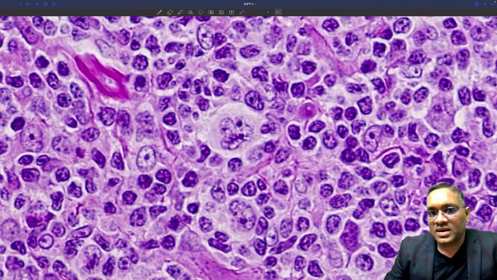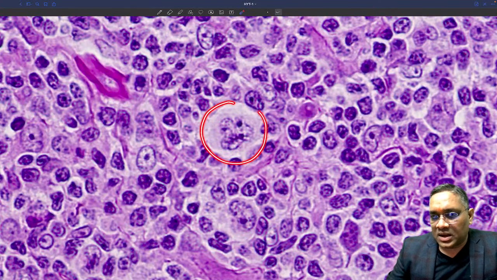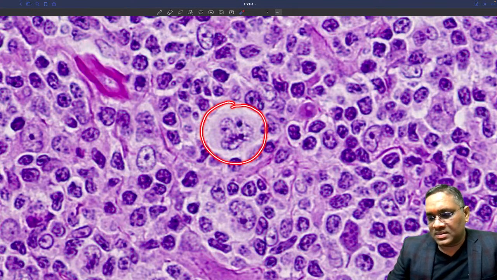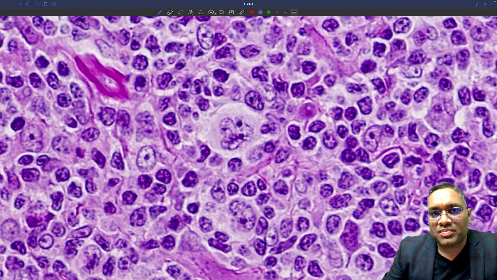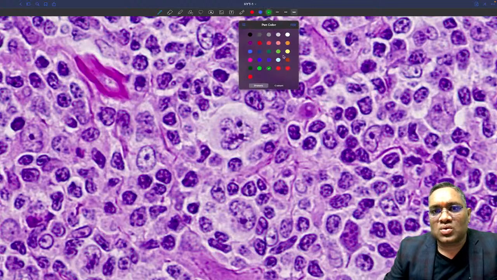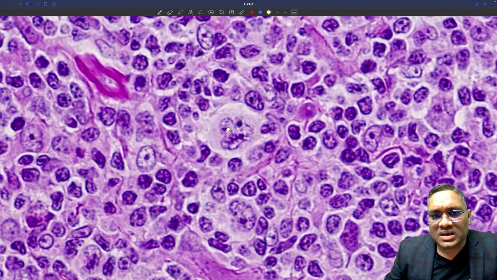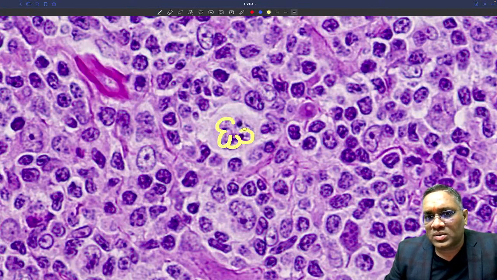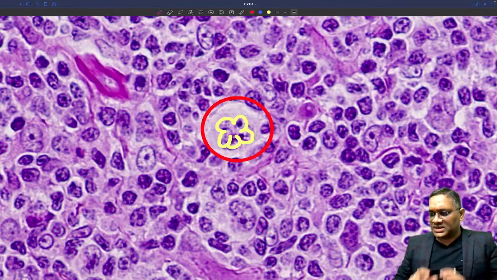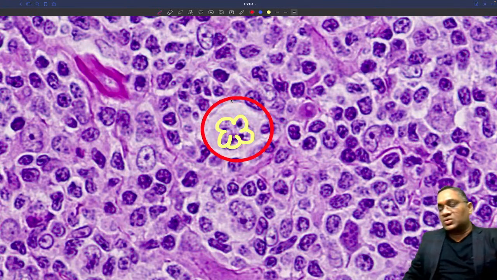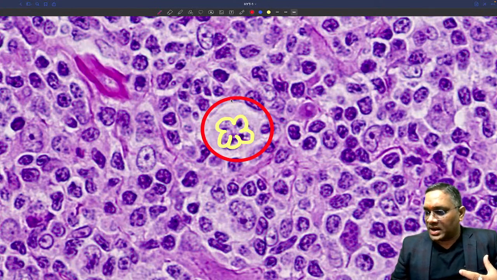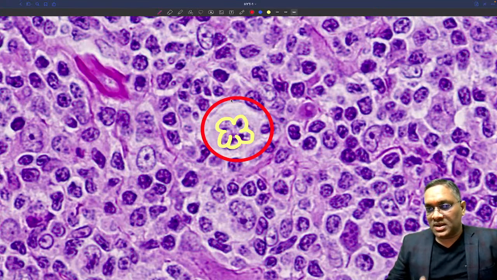If you look at this cell, how is the nucleus in this cell? Can you see and can you appreciate the nuclei? If I show you the nucleus, you can see it is looking like one lobe, second lobe, third lobe, fourth lobe, fifth lobe. Exactly. This is the continuous whole cell, right? Exactly, multilobated nuclei are there. So if you are able to identify this multilobated nuclei, that means it is a popcorn Reed-Sternberg cell. So that is a hint.